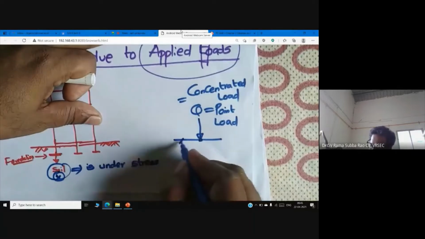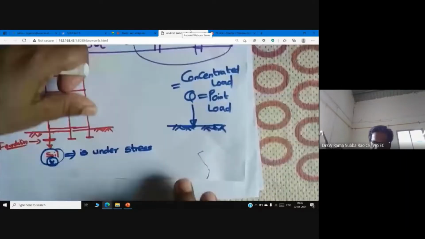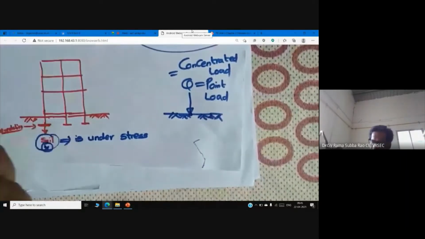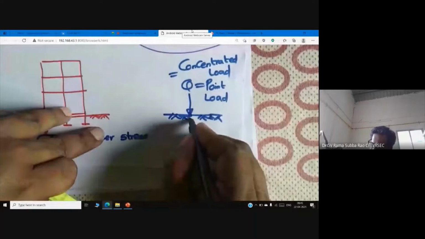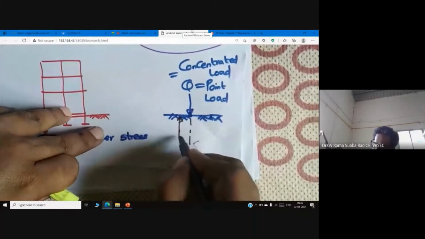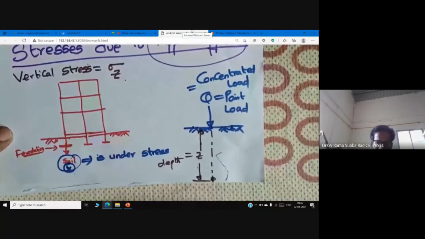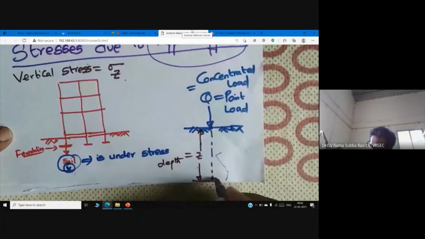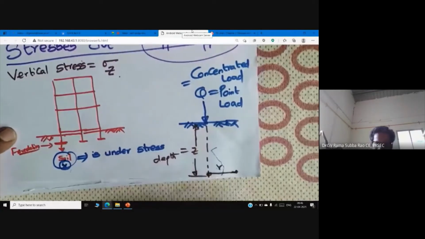To be frank, it is at the ground surface. Now my interest is to calculate the vertical stress at any depth z below the ground. I want to determine the stress at any depth z below the ground surface, the vertical stress, at a distance r from the center.